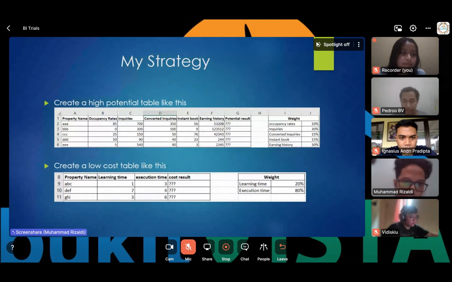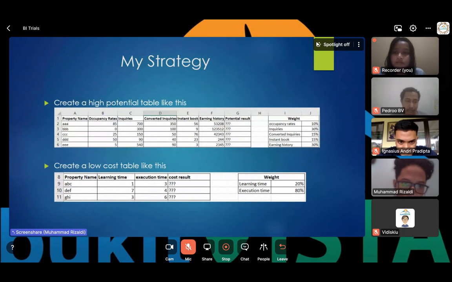And then my next strategy is to create a high potential table like this. The numbers are just random numbers, just an example. And the weight for occupancy rates is 10%, the inquiries is 30%, the converted inquiries is 15%, the instant book is 15%, and the earning history is 30%.